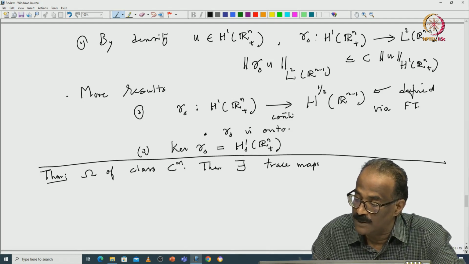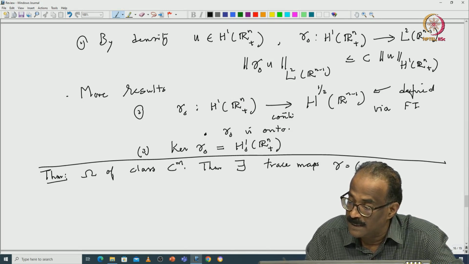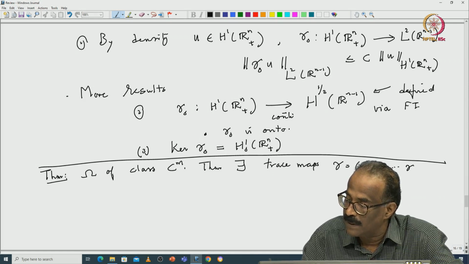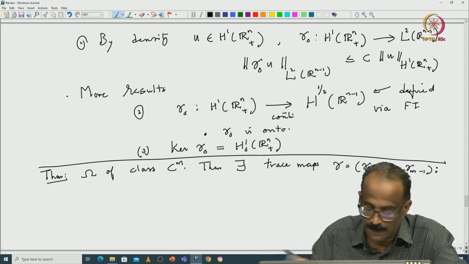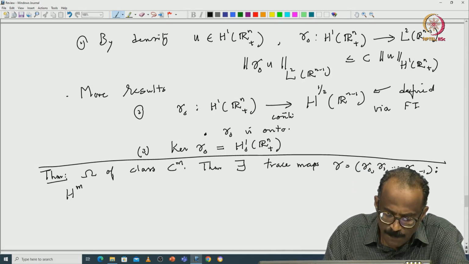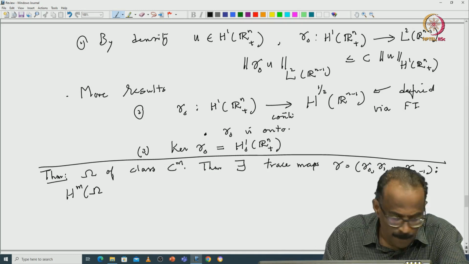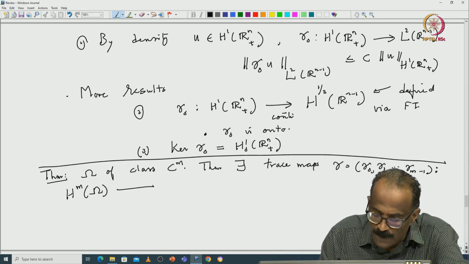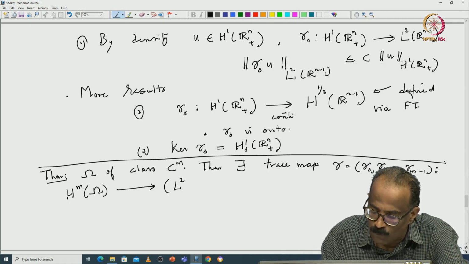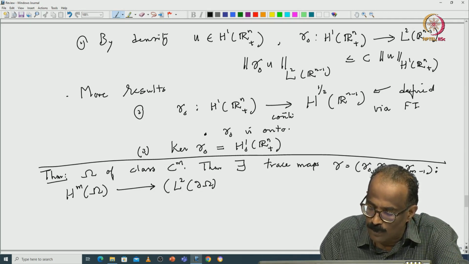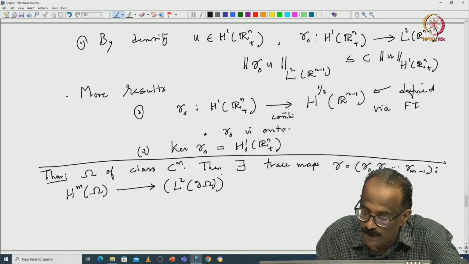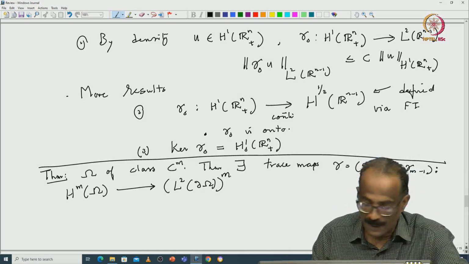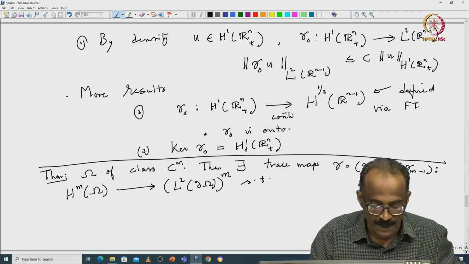I will put everything in one stack: gamma, which is gamma naught, gamma 1, etc., gamma m minus 1. This is a mapping from H^m of omega to the product of L2 of the boundary of omega. You know how to define this using the surface measure, etc., into L2 of omega to the m, such that it satisfies everything.